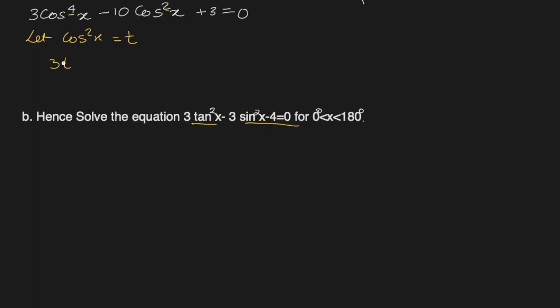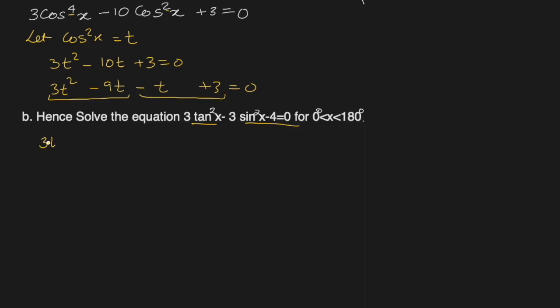So it becomes 3t square minus 10t plus 3 equal to 0. This equation can be written as this if cos square x is equal to t. And now I'll split the middle term. 3 times 3 is 9. So 3t square remains 3t square, plus 3 remains plus 3 equal to 0. But the middle term, I'm splitting it into minus 9t and minus t. So minus 10 is still minus 10. Because I wanted to take something common out of these two and something common out of these two, that's why I split it.